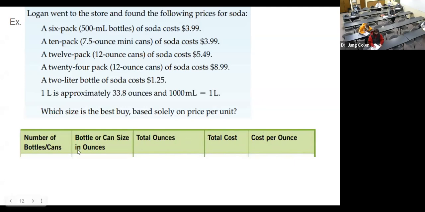Okay? So you're going to fill this up with all of these different sizes of the soda. 1, 2, 3, 4, 5 different ones. So you're going to have 5 different rows, okay? And find the cost per ounce. I will walk around and let me know if you need any help.